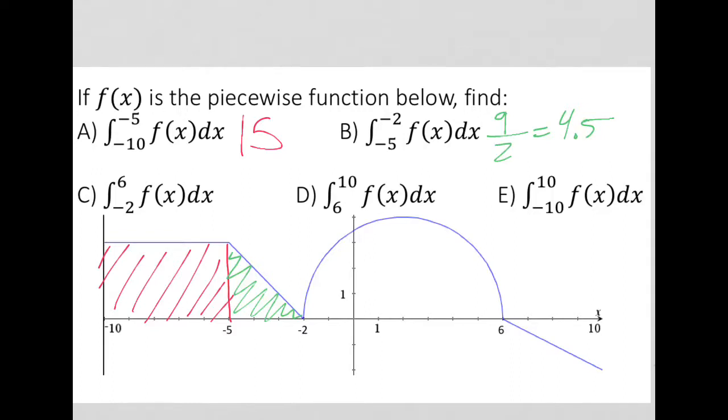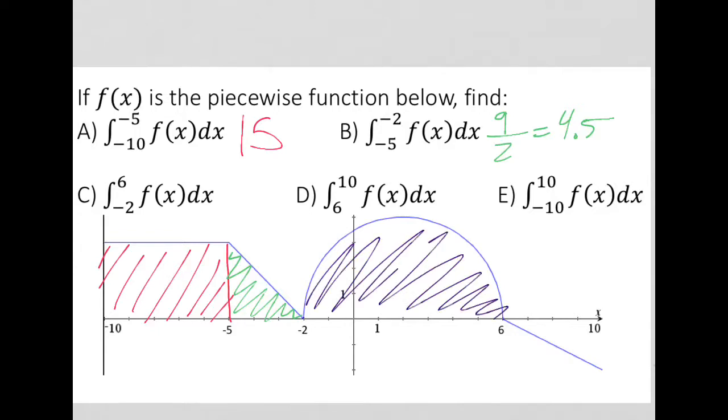C, -2 to 6, is telling me it wants the area of this semicircle right there. Well, semicircle is pi r squared over 2. The radius, if I'm looking at that diameter, -2 to 6 is 8, so the radius is 4. So I'm going pi 4 squared is 16, but I'm dividing it by 2, so I get 8 pi.